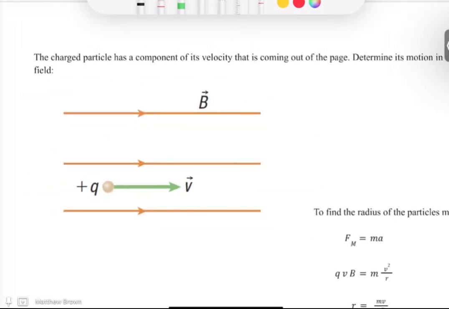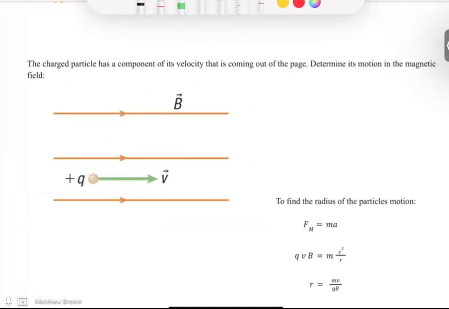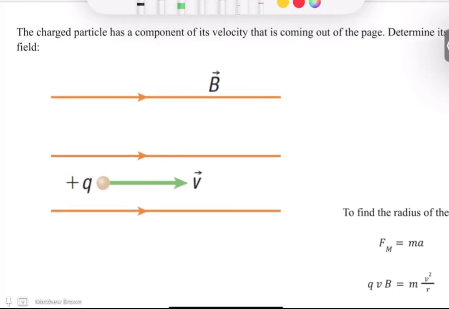But I put some text here because I knew I couldn't draw this very well. So the text here says the charged particle has a component of its velocity that's coming out of the page. So this makes it different. We want to now determine the motion of the magnetic field. So if we consider the velocity here, we have to imagine part of this velocity actually coming out of the page.